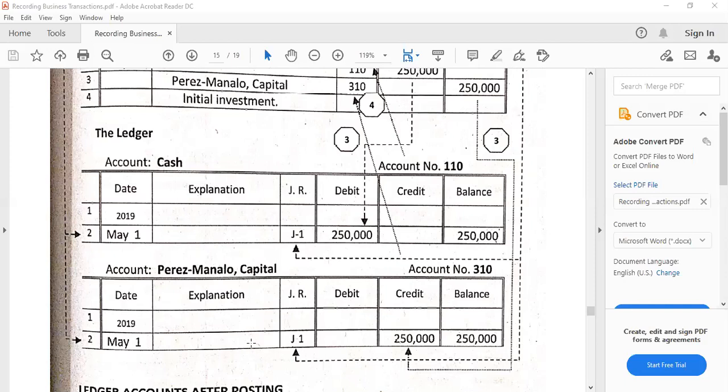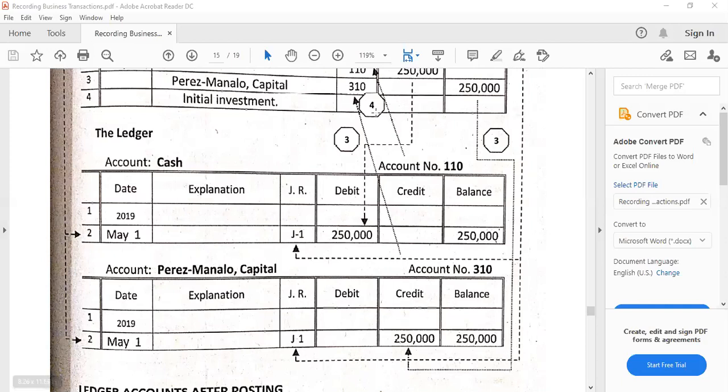Likewise, for the capital, since it has a normal balance of credit, anything that is placed on the debit later on will have to be deducted. And for the credit, such will be added. For cash, all debits will be added to that. All right, so hopefully that's clear.